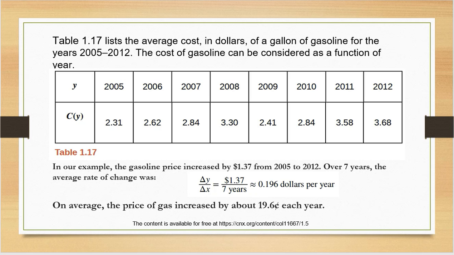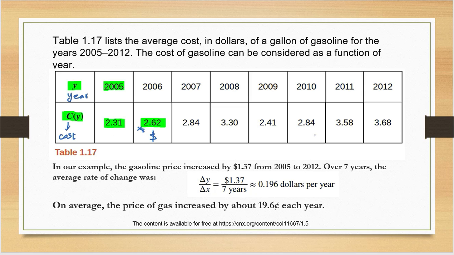So here we have a table, and here is year. Y is standing for year, and cost each year for gasoline. 1 gallon of gasoline in 2005 was $2.31. 2006, $2.62. So this is money and this is year. And C is standing for cost. If we want to know how much it has changed in 1 year, we subtract this from this, 2.62 minus 2.31.